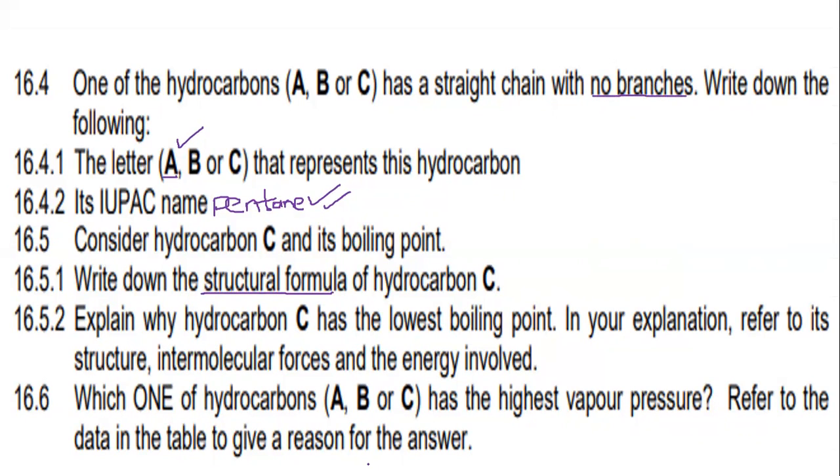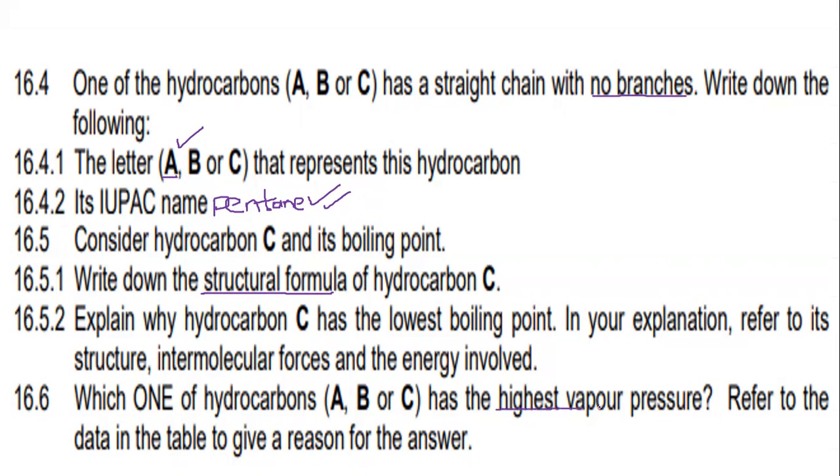Then explain why hydrocarbon C has the lowest boiling point. In your explanation, refer to its structure, intermolecular forces, and the energy involved. And then the 16.6 as well. Which one of hydrocarbons A, B, or C has the highest vapor pressure? Refer to the data in the table to give a reason for the answer.